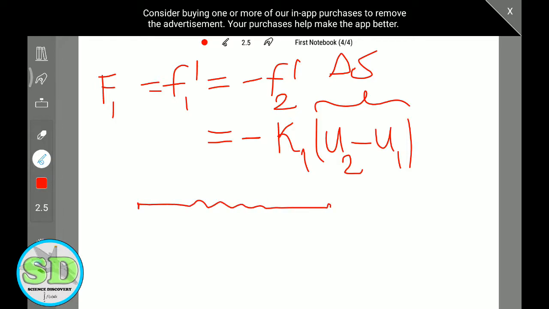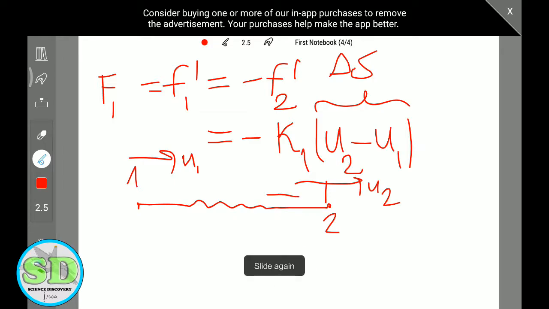Look at the structure, 1, 2, U1, U2. When the internal force acts along the direction of the spring backwards, the spring looks shorter and shorter, so we can analyze it. It is a compression. So the compression should be the final displacement minus the initial, U2 minus U1.